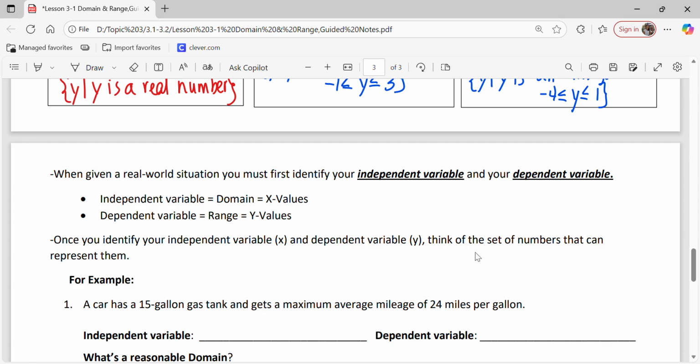When given a real-world situation, you must first identify your independent variable and your dependent variable. Independent are your domain, your x values, your input. Dependent variables are your range, your y values, your output. Once you identify your independent and your dependent variable, think of the set of numbers that they could represent.